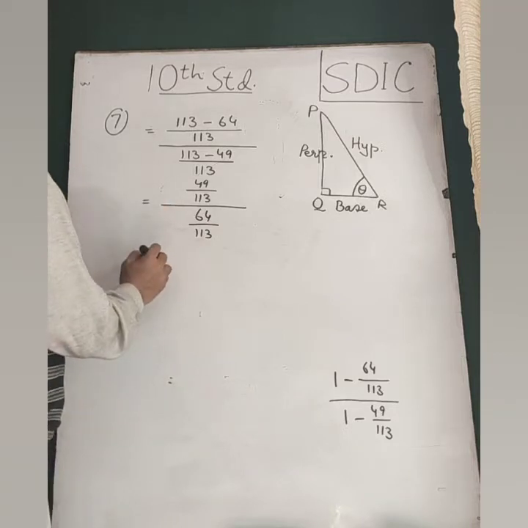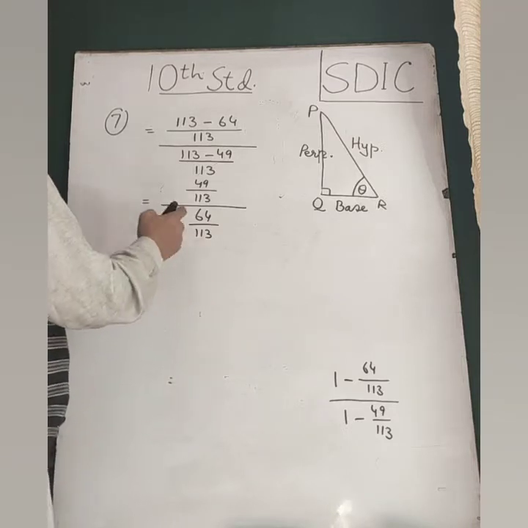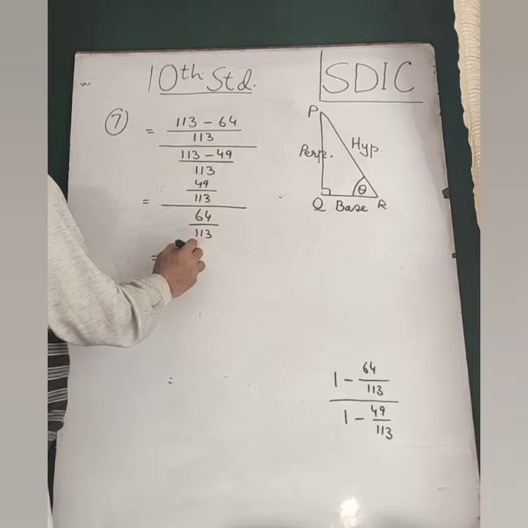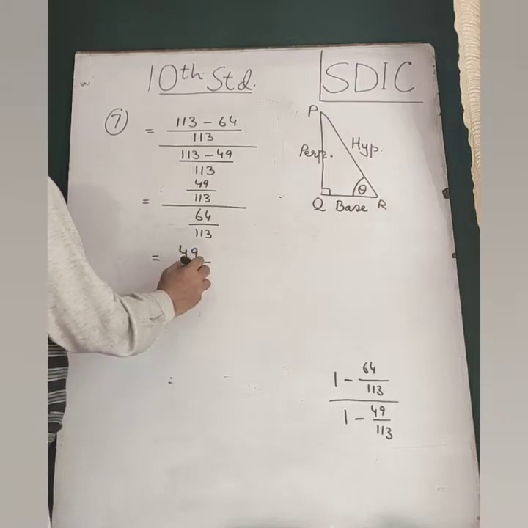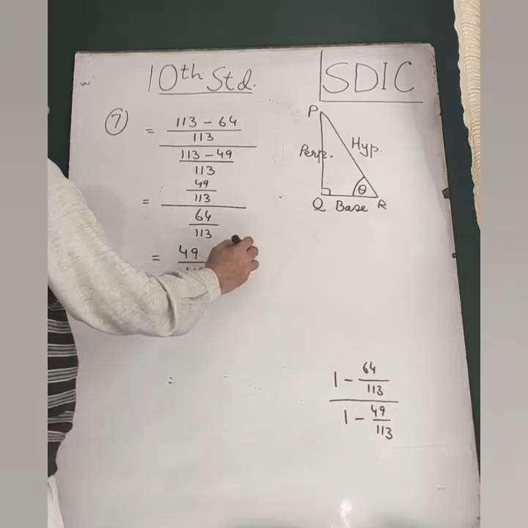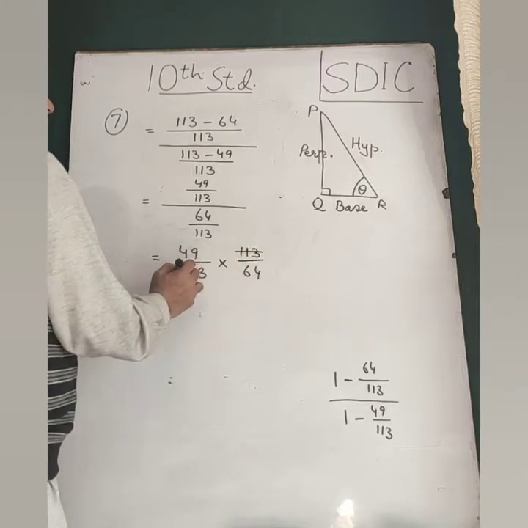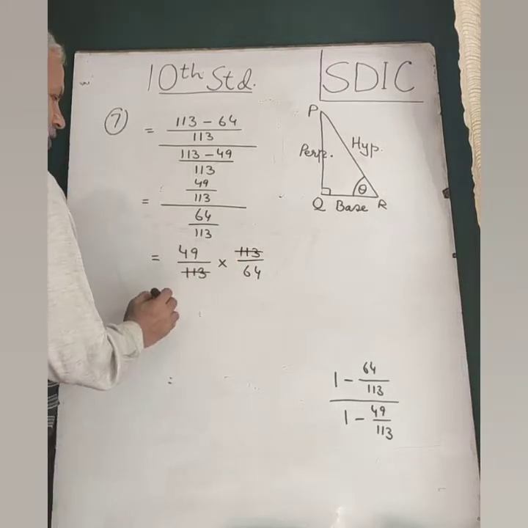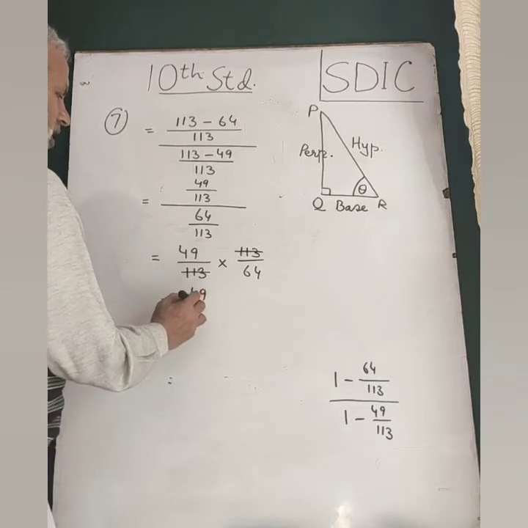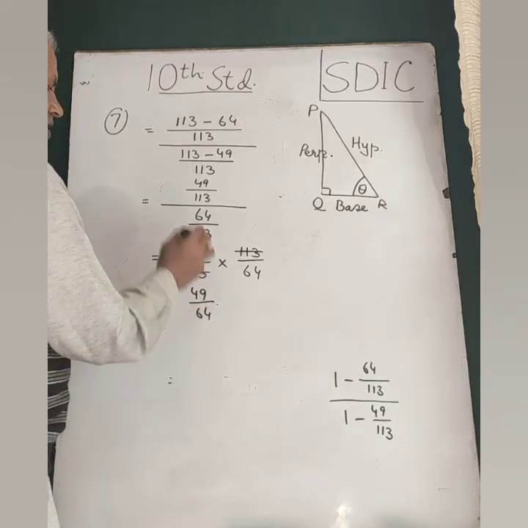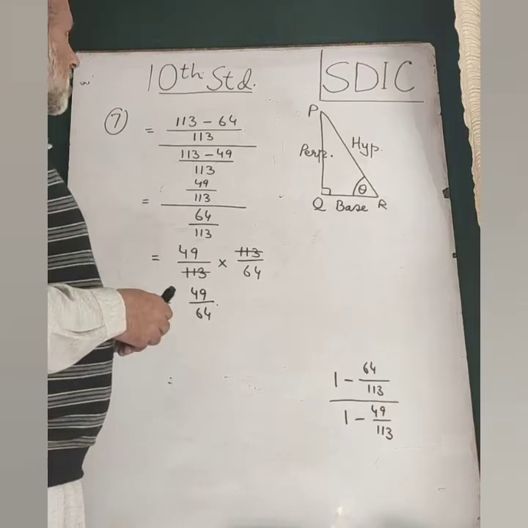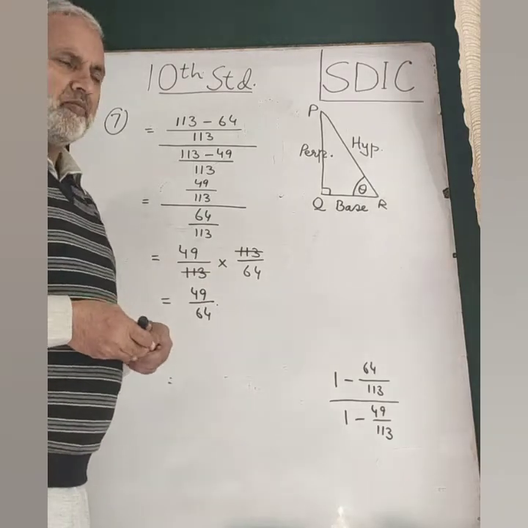Then, further simplifying will involve writing the reciprocal of the denominator. 49 by 113 is now multiplied by 113 by 64. From here, 113 will cancel with 113. And what is left? 49 by 64. This is the result of part number 1 of this question.